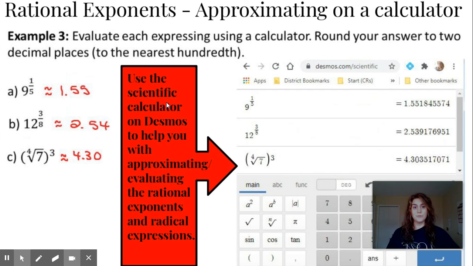Now, again, using your calculator, you can use Desmos. I just showed you it in the do now. If it says approximate, make sure you approximate to what value they want you to. So hundredths is your 2 decimal places, tenths is a single, thousandths is your 3. Okay, so make sure you're rounding to the appropriate position.